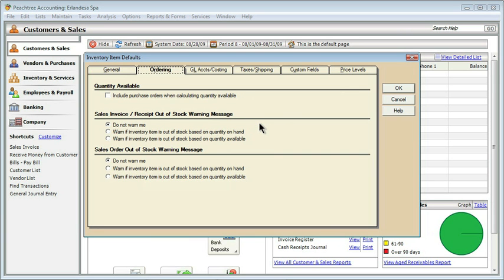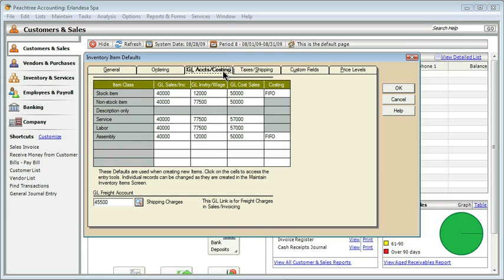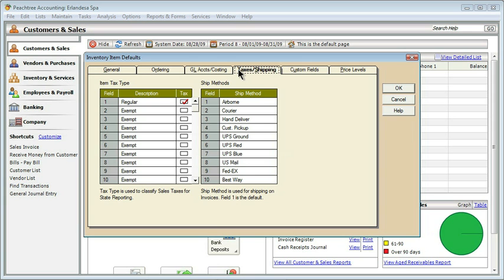We also can have a variety of settings having to do with our invoices and our out-of-stock messages. Do you want to be warned of those things? Do you not want to be warned at all? Or if it's out of stock based on the quantity available or the quantity on hand. This again depends on your ordering and if you're including purchase orders. We of course have our general ledger accounts and our costing, what we're going to use for taxes and shipping, custom fields, and then price levels. I'm not going to take the time to change all of these, but I did want to show you how we could work with some of the things like taxes and shipping.